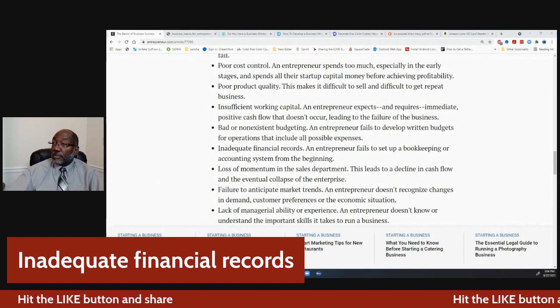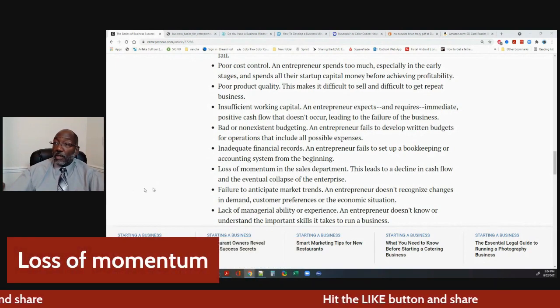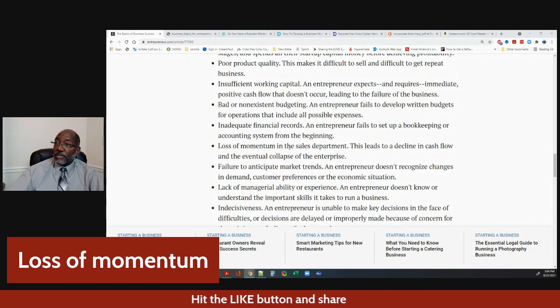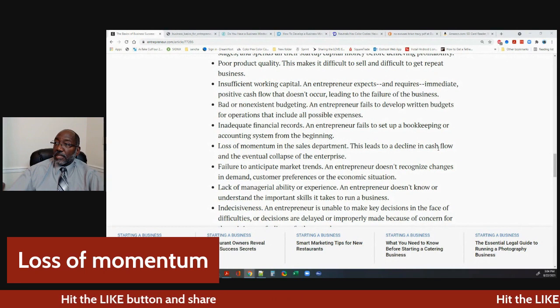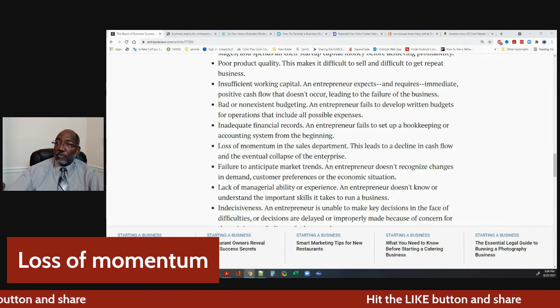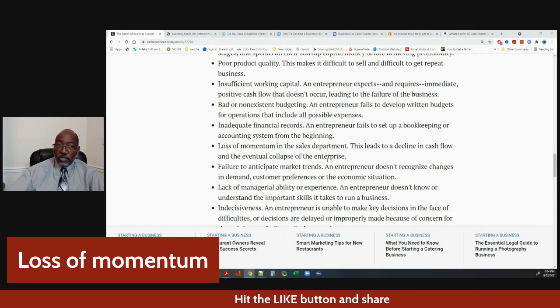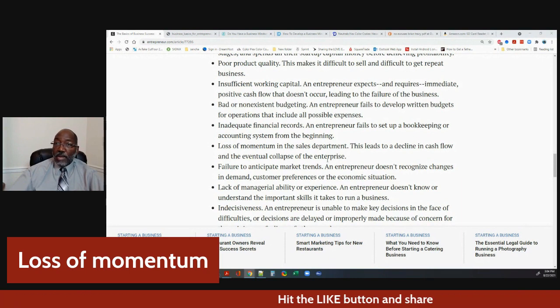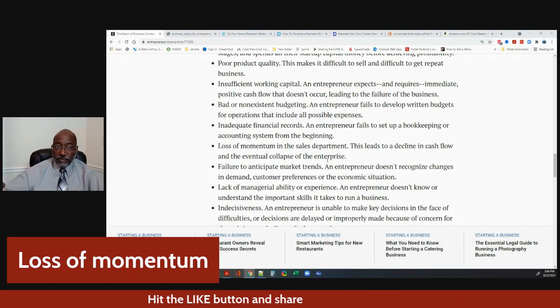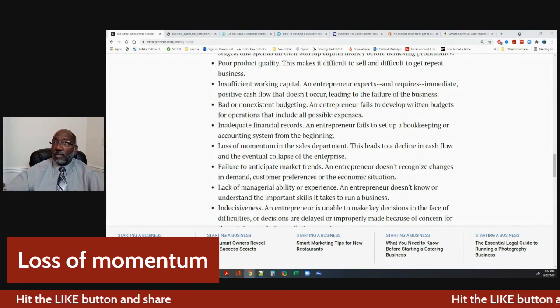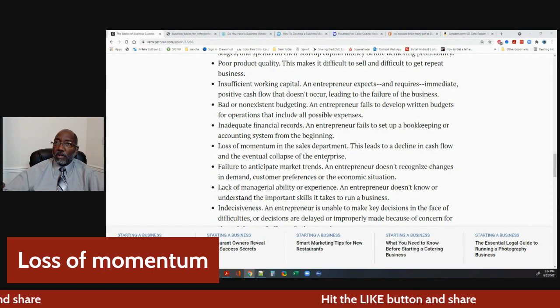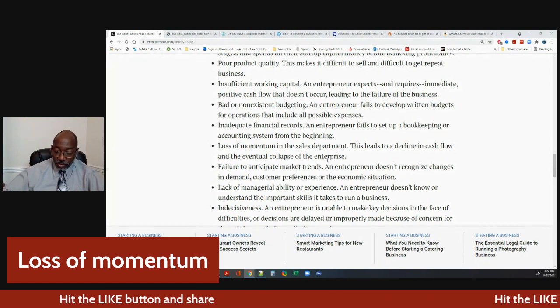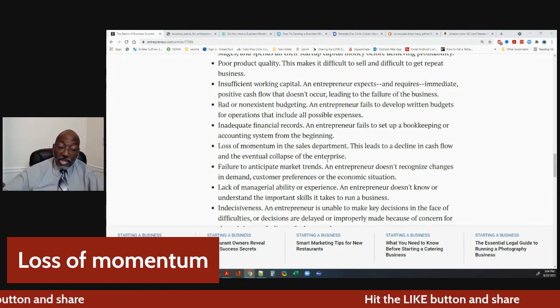All right. Then the next one is loss of momentum. Loss of momentum in the sales department. This leads to a decline in cash flow and eventually collapse of the enterprise. You're not continuing to market yourself, to sell what you have. You're not looking at opportunities. Somebody might come across you, and there might be a real estate agent and you don't say anything to them. Somebody might be a bank manager and you don't say anything to them. You don't hand them a card or nothing. That's not good.